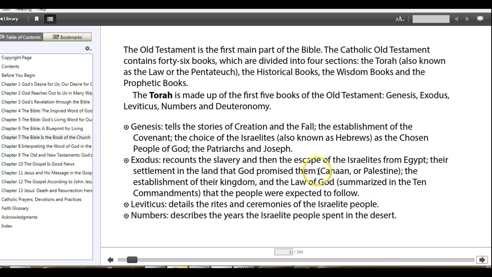And then it goes on, and I would like you to read this, and it tells you, especially the first 5 books, the Pentateuch, that I will want you to learn. The Pentateuch is Genesis, Exodus, Leviticus, Numbers, and Deuteronomy. It's easy because they rhyme. Okay, let's go back to our smartboard.